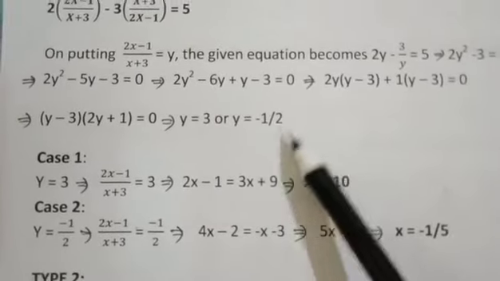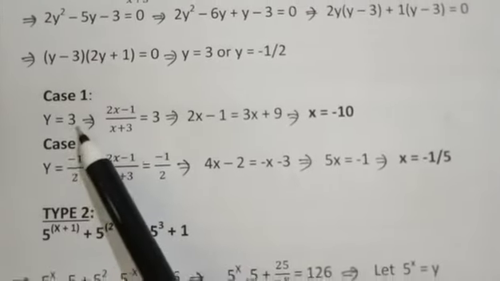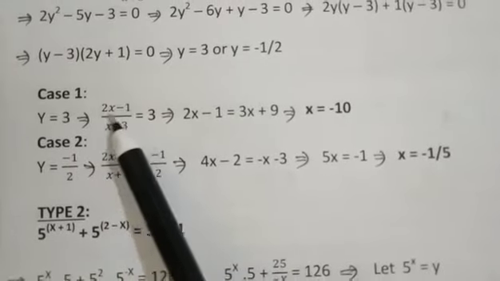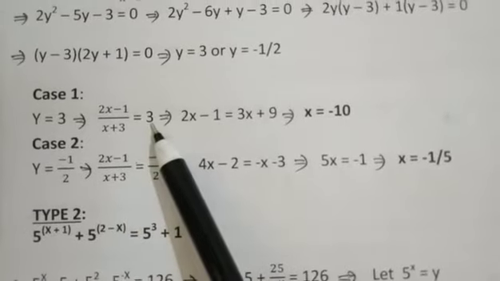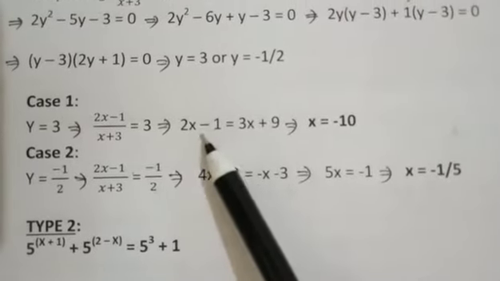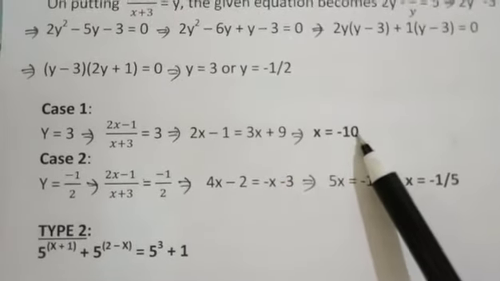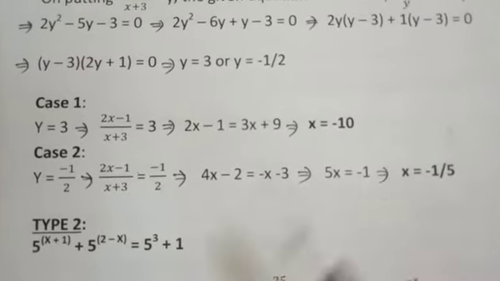Now if I take up case number 1, that is, if I take the value of y as 3, we are going to get the equation (2x - 1)/(x + 3) = 3, which implies 2x - 1 = 3x + 1 (sic, as stated), which is going to give me the first solution as x = -10.